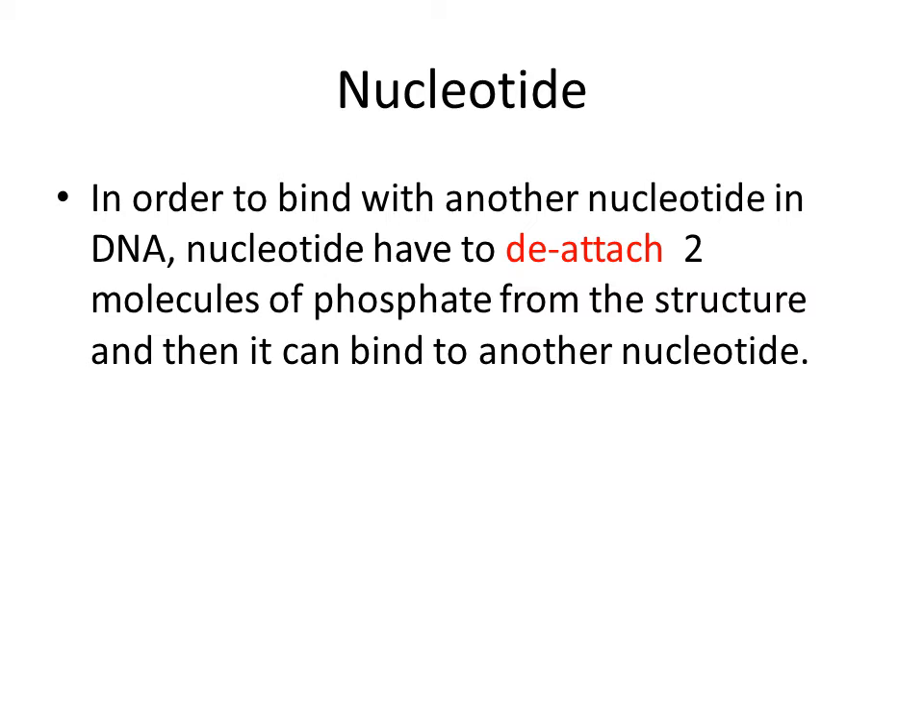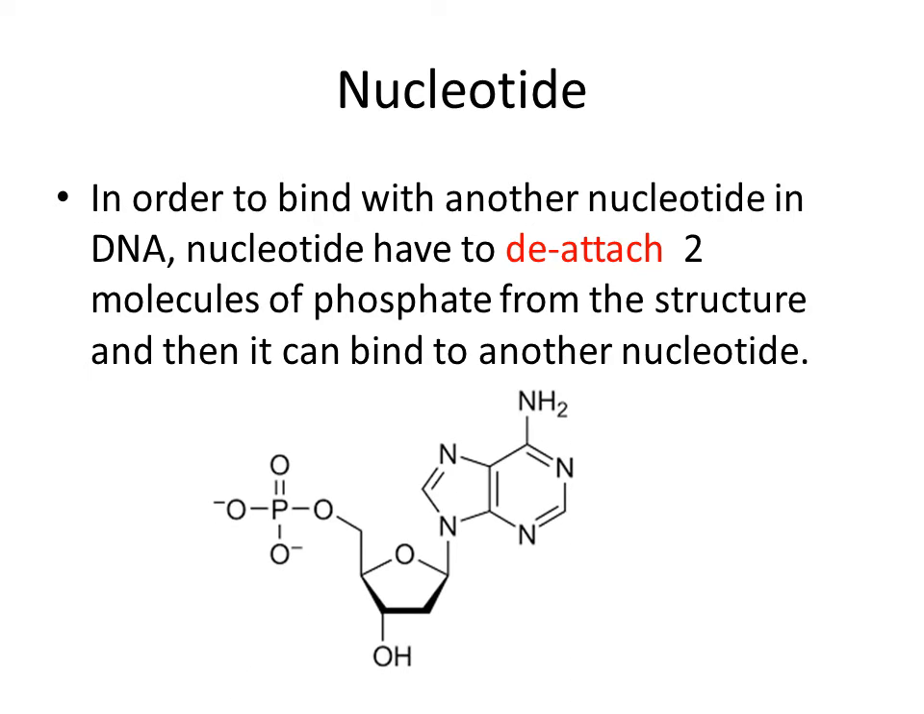In order to bind with another nucleotide in DNA, the nucleotide has to detach two molecules of phosphate from the structure. You can see the structure of adenine monophosphate that has already been dephosphorylated, meaning it has already released two molecules of phosphate. In this structure you can see the hydroxyl group, which will attach to another nucleotide in the same strand below it, and the oxygen group that will attach to another nucleotide in the same strand above it. You can also see the nitrogen base, which will attach to another nucleotide in the opposite strand through its nitrogen base.